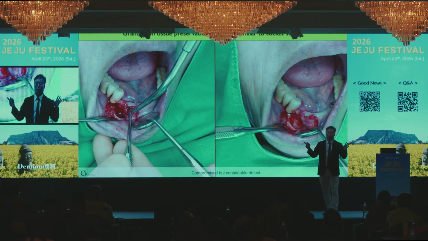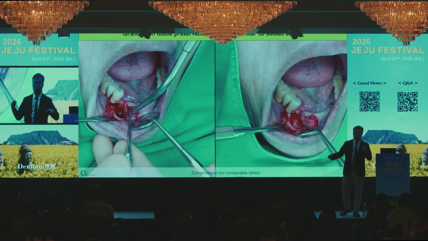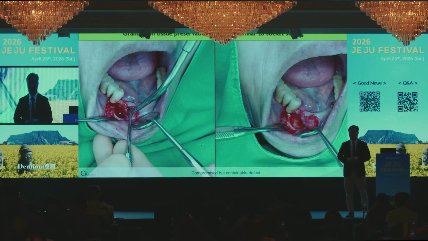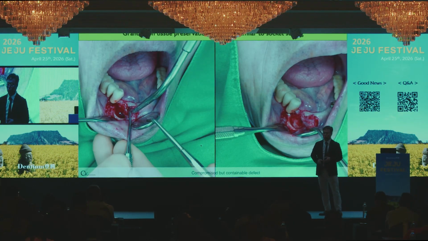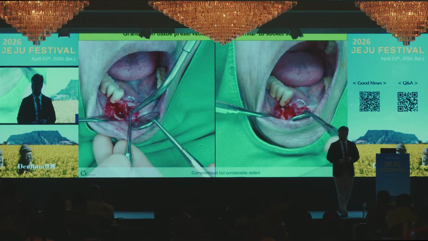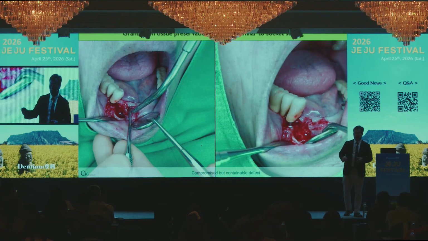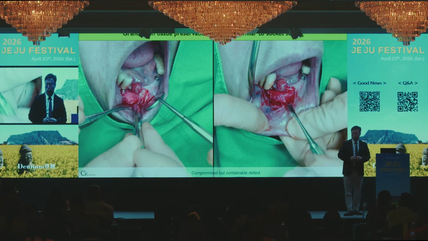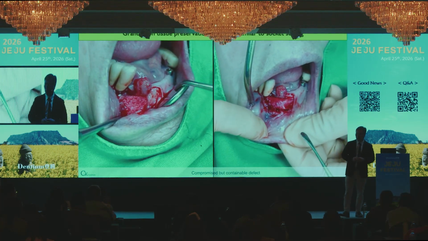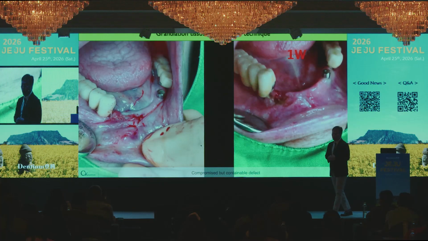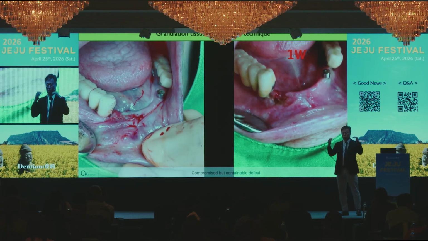Sometimes we can place the implant too. However, in this case, I didn't think I could get primary stability if we placed the implant. Therefore, I decided on the immediate bone graft. So I separated the granulation tissue. As I mentioned, it's a well-defined defect after implant removal. I applied the bone graft and the collagen membrane. Additionally, I used the granulation tissue to cover the orifice, which is like a socket sealing.